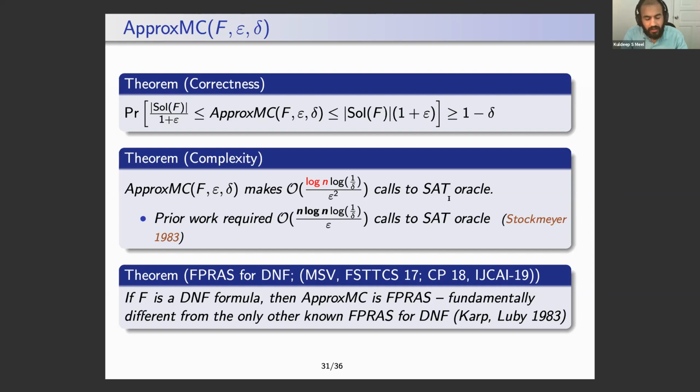If you are interested in more theory, it turns out that if the formula is in DNF, which is disjunctive normal form, then the algorithm that I just described gives you a fully polynomial randomized approximation scheme. All right, so that's good for theory.